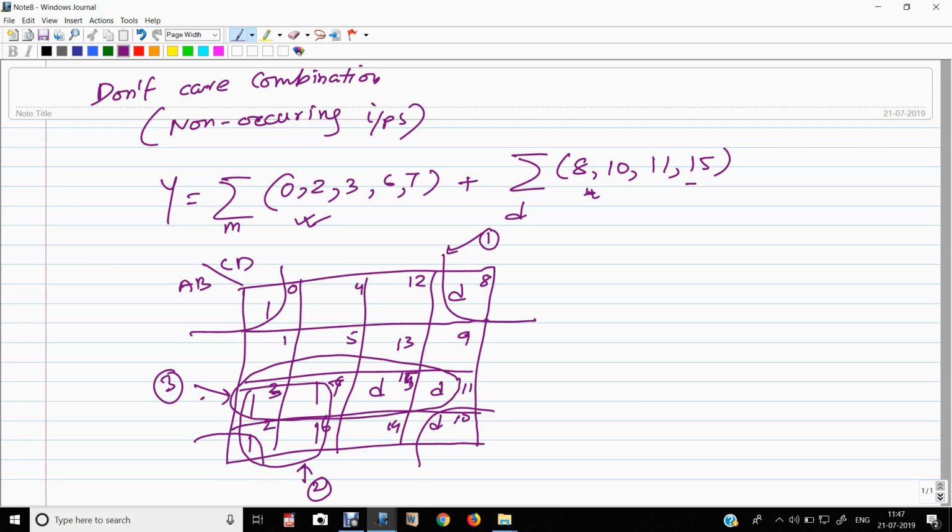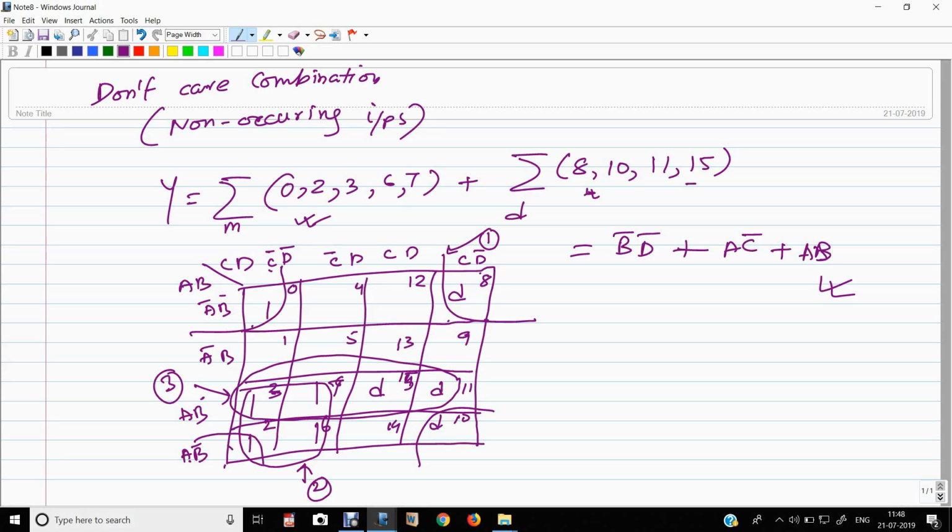So what will be common in these? This is C bar D bar, C bar D, C D bar, C D, A B bar, A bar B, A B bar, A B. Common between these two is D bar, and between these two is B bar. So B bar D bar, plus in the square grouping we have common A, and between two, C bar, so A C bar, plus in this grouping we have nothing common in CD, and we have common AB. So this is the final expression.